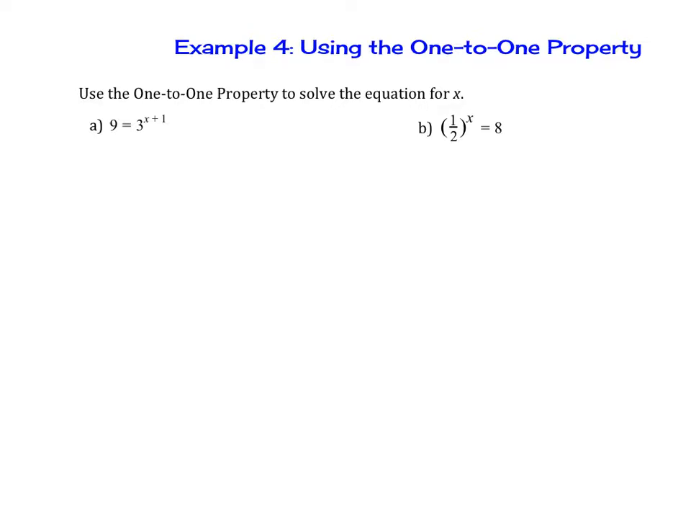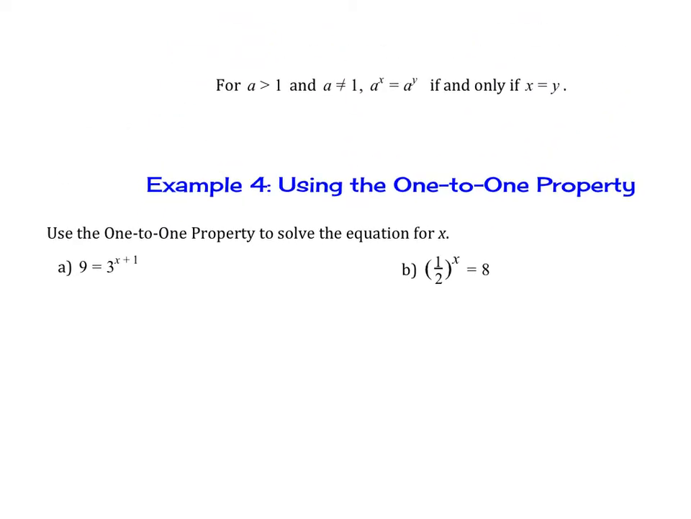Let's go on with our exponential functions and the graphs. We're going to use the one-to-one property to solve each equation. So let's go back to here. For a greater than 0 and a not equal to 1, a to the x equals a to the y if and only if x equals y. Let me give you an example. If you have 5 raised to the x equals 5 to the 10th, the one-to-one property states that our exponents are equal, so x equals 10. The most important thing to note is that you must have the same base. That's what this property is stating.